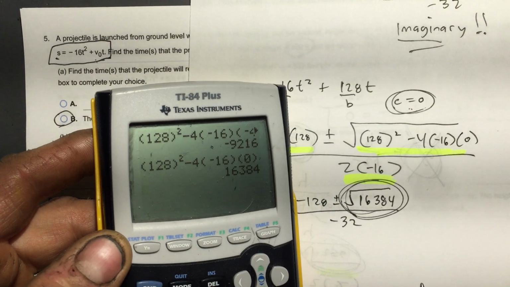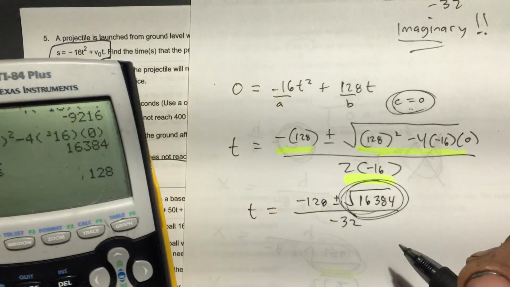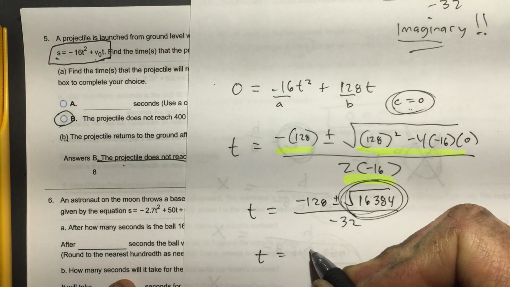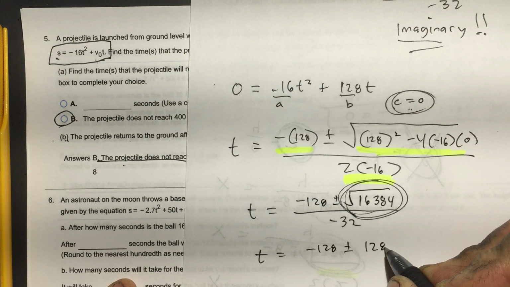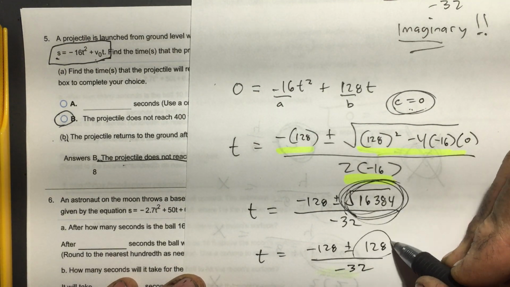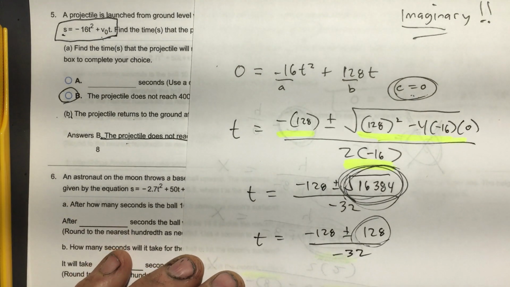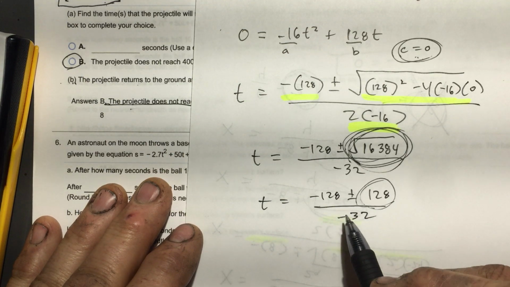Is that a perfect square? So let's try doing that. So we're going to do the square root of that answer there. And yeah, it's 128. So there you go. T equals negative 128 plus or minus 128 divided by negative 32. All right, so this right here is 128. Okay. And so now I do my 2 answers.